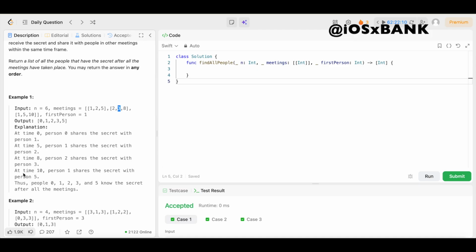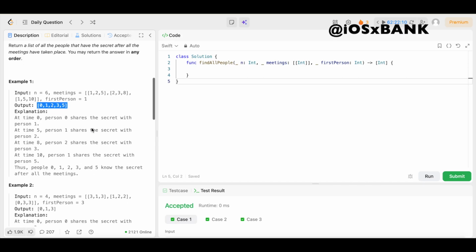Then it says at time 10, person 1 shares the secret with person 5. Person 1 already has the secret, and persons 1 and 5 have a meeting at 10. So at 10 o'clock, person 1 will be able to share the secret with person 5. So in the end, people 0, 1, 2, 3, and 5 know the secret after all of the meetings. That's why we return the output 0, 1, 2, 3, and 5.